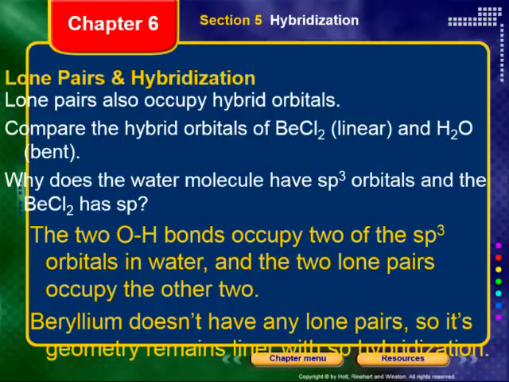But when you look at beryllium not having any lone pairs, its geometry, there's nothing to occupy any other hybrid orbitals. So it remains linear with sp hybridization.